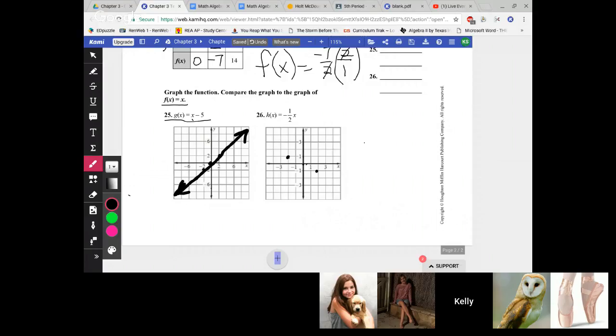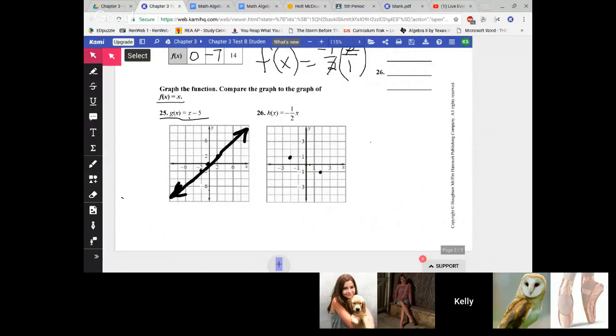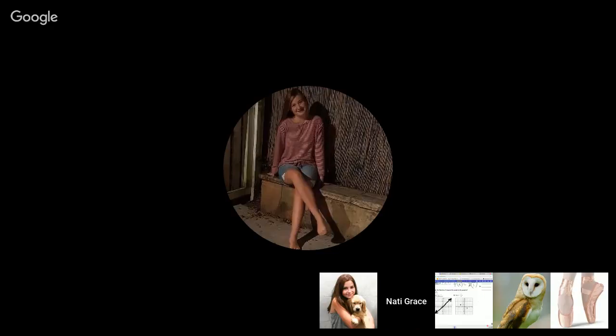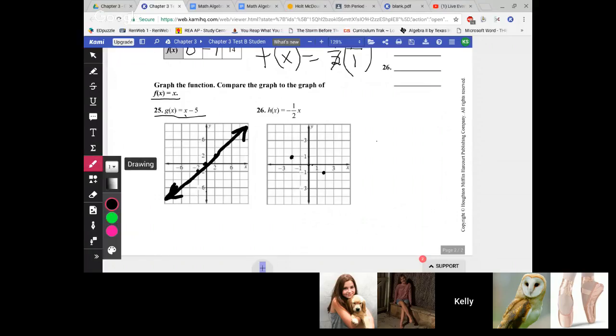I forgot it's really, really small for you guys. I'm so sorry. Let me see if I can make it a little bigger. Does that help at all? Yeah. Miss Sparks, you with the straight lines? Yes, I do. I know they make you crazy, don't they, Natty Grace?